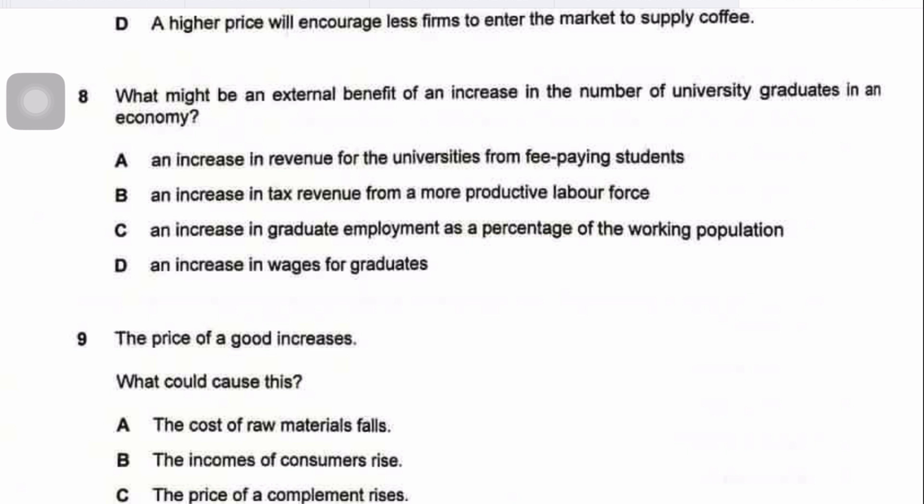But at the end of the day, they're funding the government's tax sources, right? And the government would then spend this tax revenue back on the economy, on the society, in the form of unemployment benefits, transfer payments, infrastructure, education, healthcare subsidies. So all of these people who will benefit from these tax revenues are considered third parties to these transactions, and their benefit is considered an external benefit because of an increase in the number of university graduates. So that makes B the correct answer: an increase in tax revenue from a more productive labor force, which will obviously result in economic growth.